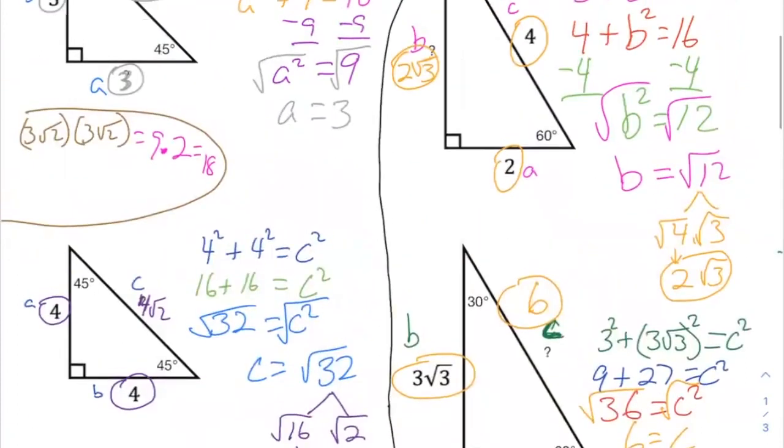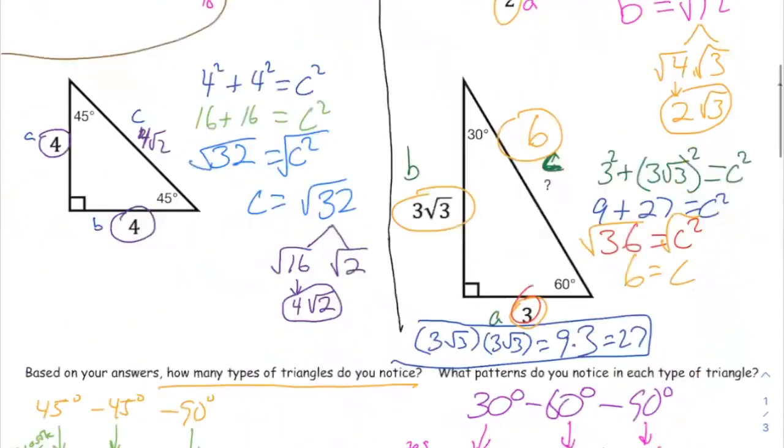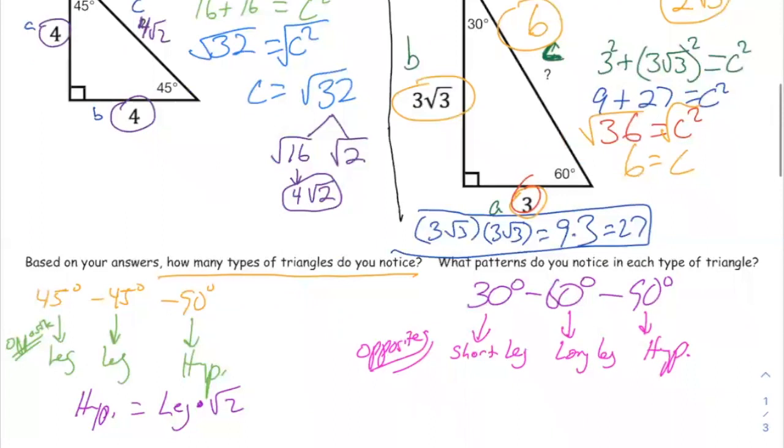Well, let's look up here. Here opposite the 30 is a 2. Do I see any other 2s? Yeah, there's a 2 here, times root 3 again. So this times root 3, this times root 3. So it looks like the short leg, I'll just call it SL for short leg. If I have the short leg and I multiply it by root 3, I get the long leg.